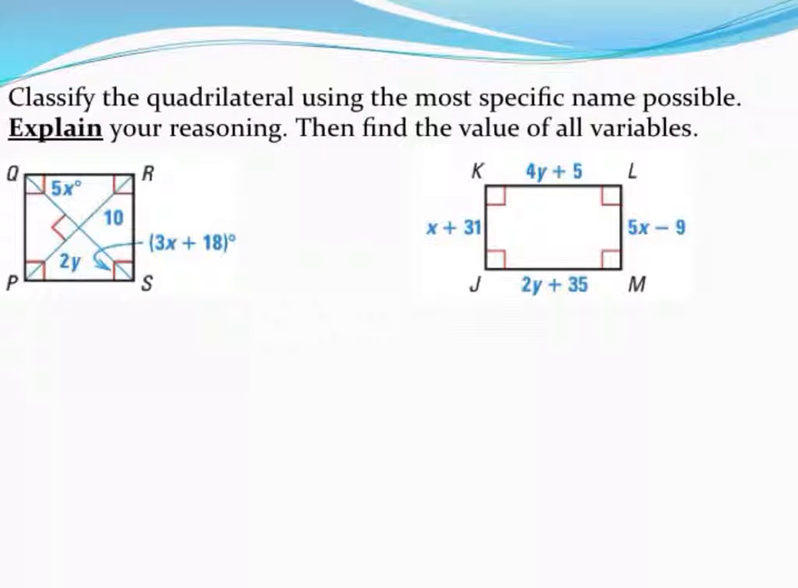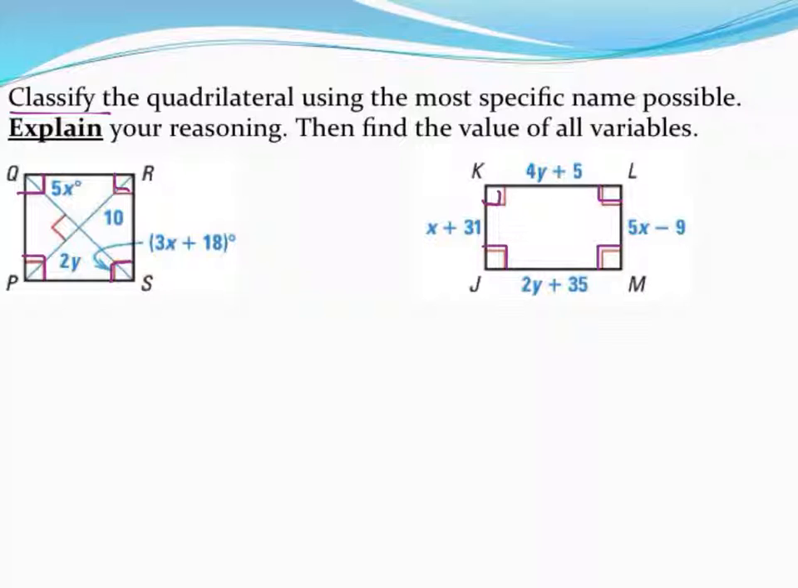The first thing I need to do if I need to figure out the value of these variables is figure out what shape I'm dealing with. So let's look at the evidence of the tick marks in order to classify these quadrilaterals. I'm noticing that both of them have 4 right angles, meaning right away I know that this is at least going to be a rectangle. Rectangles are the quadrilaterals that have all 4 congruent right angles. So both of these are at least going to be a rectangle.